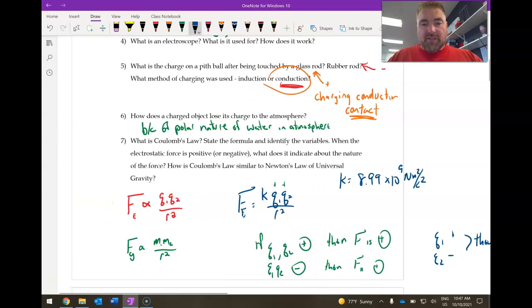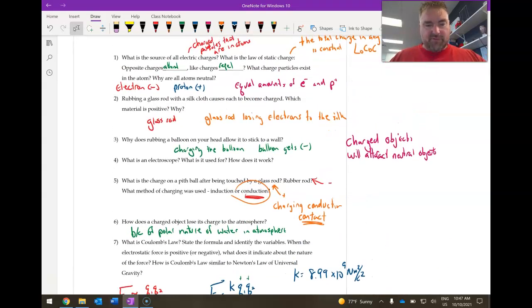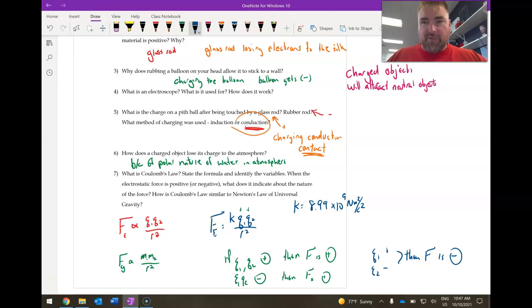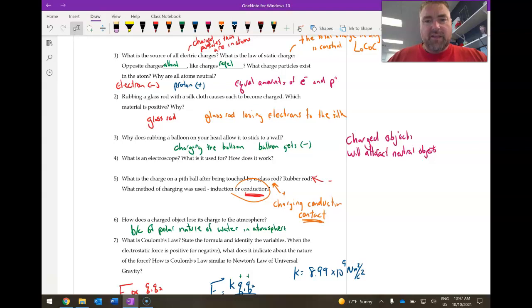Okay. So that kind of gives you the identifying beginning parts of it. There's a lot of theory on this. Coulomb's Law is the only math in this portion right now. So hopefully you can get some background on it. And if you have any questions, come see me.